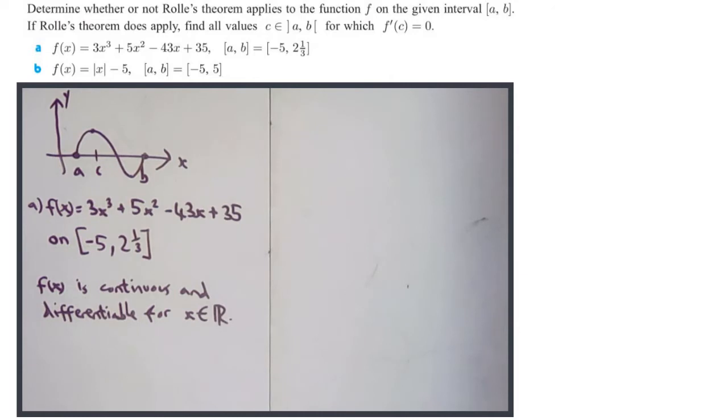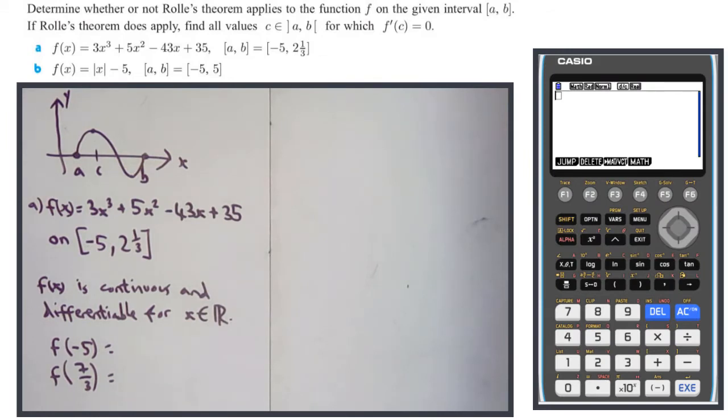Given that, remember, time's a real factor in these exams, you don't really want to be doing a whole substitution. We just need to know what is f of -5 and what is f of 2 1/3, which is 7/3. What are these values? We're hoping they're both going to be 0. If they are 0, given that this is true about the continuous and differentiable nature within the interval, if all of these things are true, then yes, Rolle's theorem applies, and there's at least one c such that f dash c is 0.